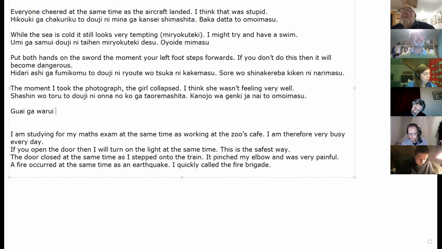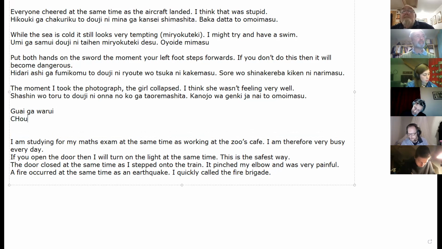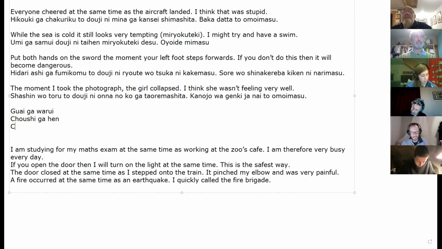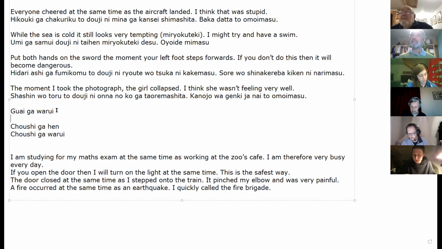There's lots of other ways of saying this. You can say choshi ga hen. My condition is strange. You can use choshi and guai interchangeably. Really, choshi ga warui. But this guai ga warui is what you hear all the time from people if somebody's not feeling very well.